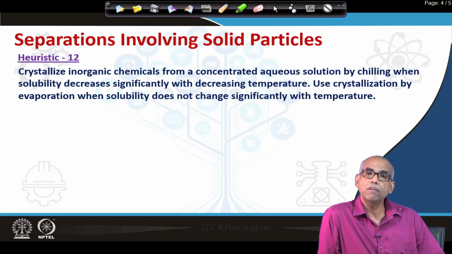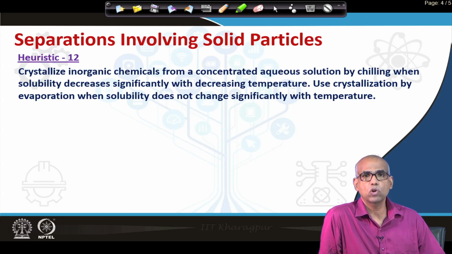Use crystallization by evaporation when solubility does not change significantly with temperature. For example, say sodium chloride. Sodium chloride solution in water, if you consider the solubility of the sodium chloride does not change much with change in temperature, the solubility is already very high. But for crystallization to take place, you have to decrease the solubility. So, you can evaporate the water. When decreasing the temperature does not decrease the solubility, you can do evaporation, we call that evaporative crystallization.